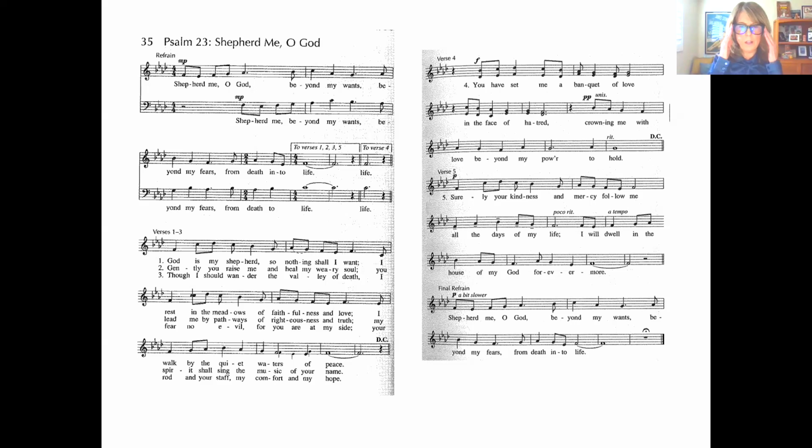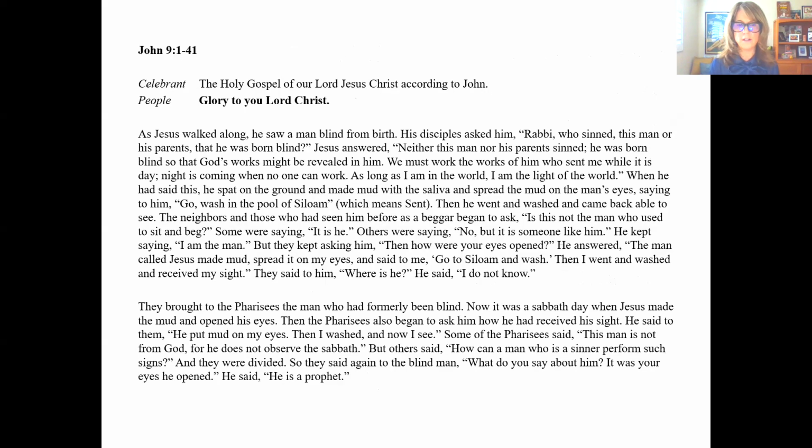The Holy Gospel of our Lord Jesus Christ according to John. Glory to you, Lord Christ. As Jesus walked along, he saw a man blind from birth. His disciples asked him, "Rabbi, who sinned, this man or his parents, that he was born blind?" Jesus answered, "Neither this man nor his parents sinned. He was born blind so that God's works might be revealed in him.